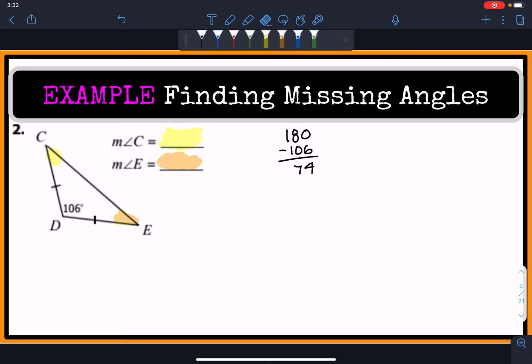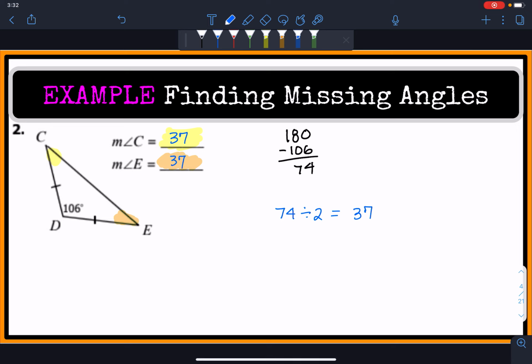Well, the 74 degrees is going to be split up among these two angles. And because these two angles are congruent, they're the exact same number, this 74 is going to be broken up into two equal parts. So to figure out the measurement of those two angles, I'm simply going to get 74 and divide it by 2, which is equal to 37. So the measurement of angle C is 37. The angle measurement of angle E is also 37.